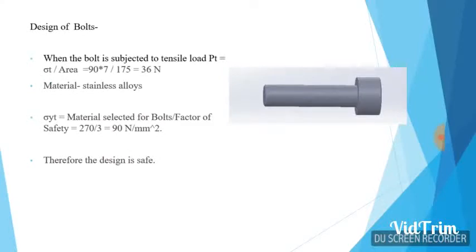Let's have a look at the design of the bolts. When the bolt is subjected to the tensile load, PT is equal to sigma T into area, equal to 90 into 7 by 175, equal to 36 Newton. The material selected for the bolts is stainless alloy. Sigma yt is equal to the strength of the material selected for bolts upon factor of safety, 270 by 3, that equals 90 Newton per millimeter square. Therefore, the design is safe.